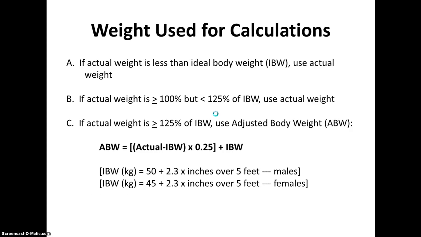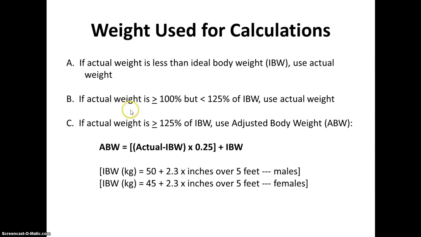Okay, a quick note about the weight used for calculating nutritional needs. Generally speaking, as you see in letter A here, if the actual weight is less than the ideal body weight, then use the actual weight, because you don't want to feed a cell mass that isn't there or doesn't exist. So if somebody should weigh 70 kilograms, but they're underweight or have lost weight and they only weigh 60 kilograms, you want to do your calculations based off of that number, 60, and not the 70.